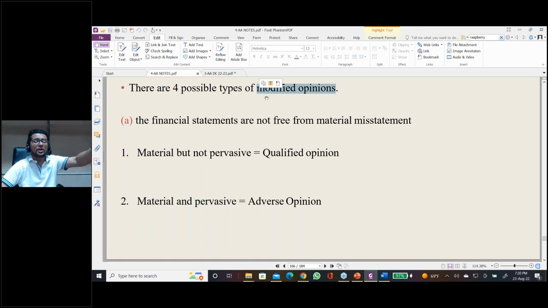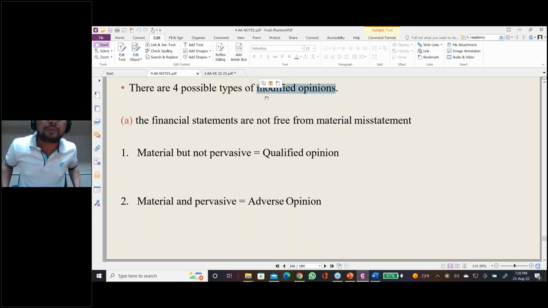You might want to have a discussion with the management to rectify it. If they are not going to rectify, you cannot modify the opinion because the misstatement is not material. If the misstatement is material but not pervasive, you will qualify your opinion. What do I mean by qualified opinion? It means except for this impairment expense, everything is correct. It's called qualified opinion, except for, if the misstatement is material but not pervasive.